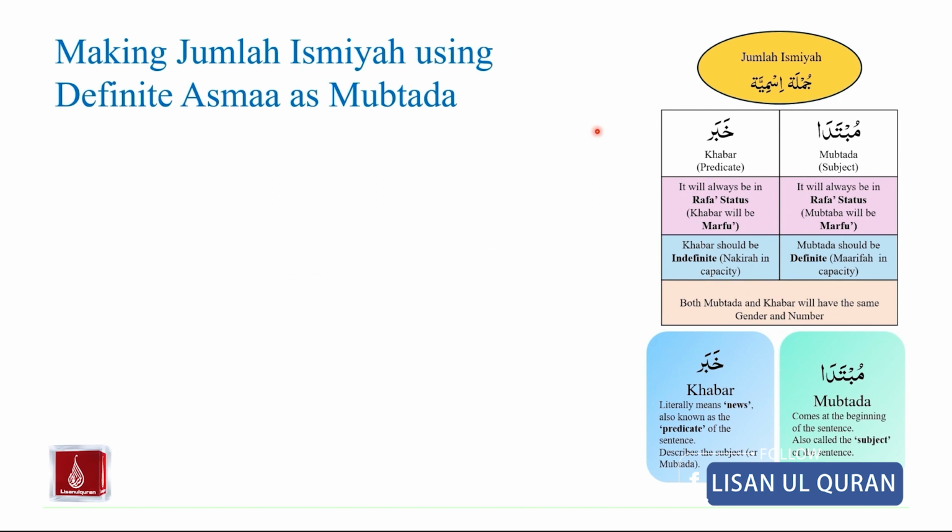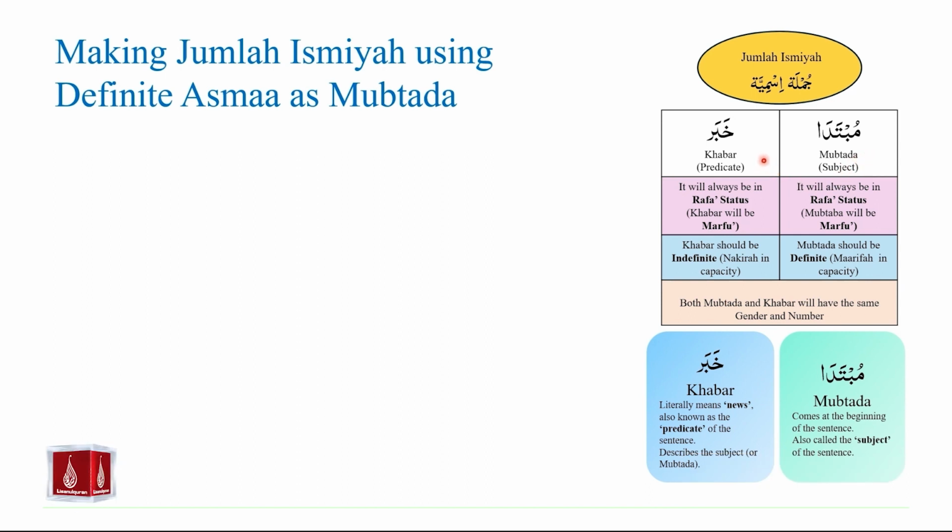We will start with the practice of making jumla ismia. Again, jumla ismia is comprised of mubtada and khabar. Mubtada is the subject, khabar is the predicate. Khabar gives us more information about mubtada. Both mubtada and khabar will always be rafa in status. Mubtada should be definite or marifa in capacity, and khabar should be indefinite or nakra in capacity. Both mubtada and khabar will have the same gender and the same number.